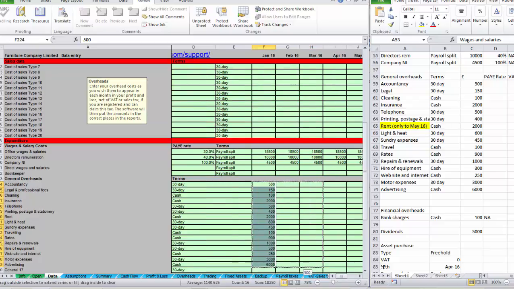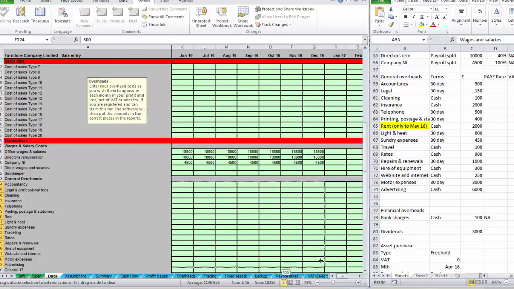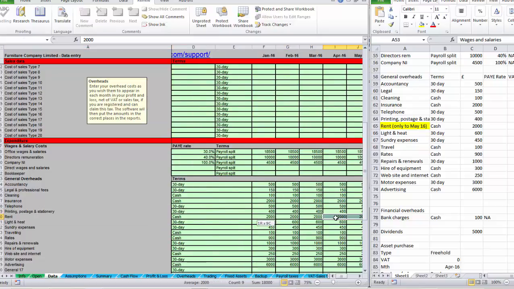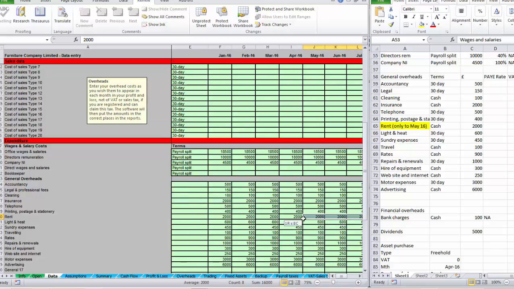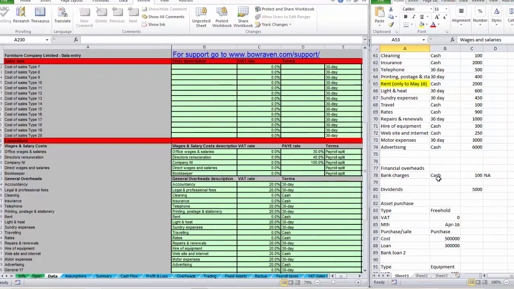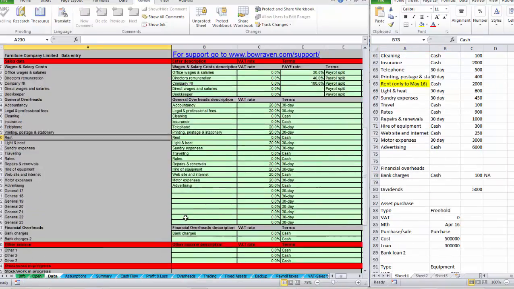So probably the easiest thing, I'll just copy it all the way across to December, all of them. And I'm going to go back and delete. That is the rent column, yes. It only goes through to May. So delete from June onwards. So that's my overheads.